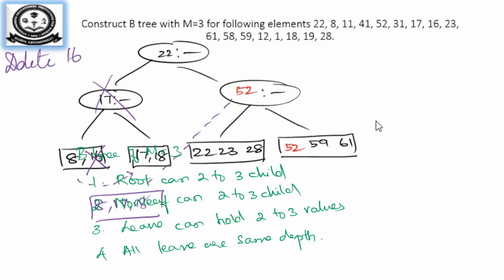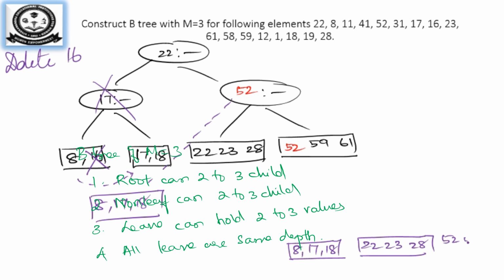So I will draw it over here. Below this, you'll have 8, 17 and 18. This is one leaf node you have, and the next one is 22, 23, 28. Okay, this is the second child, and 52, 59 and 61. It's the third leaf node.